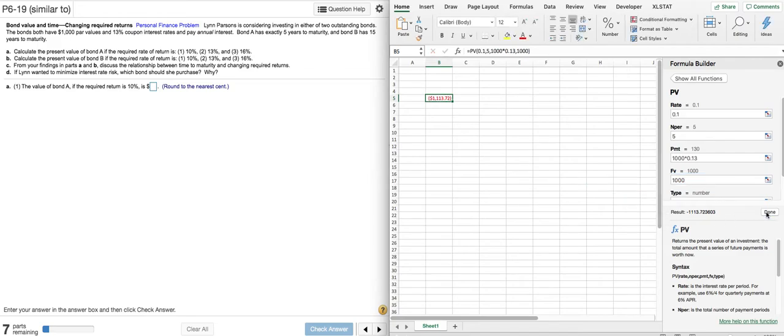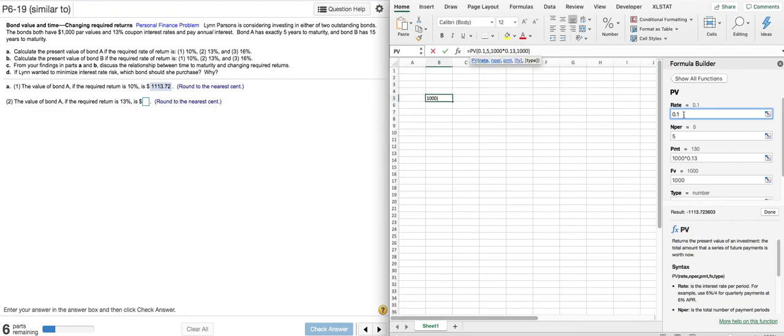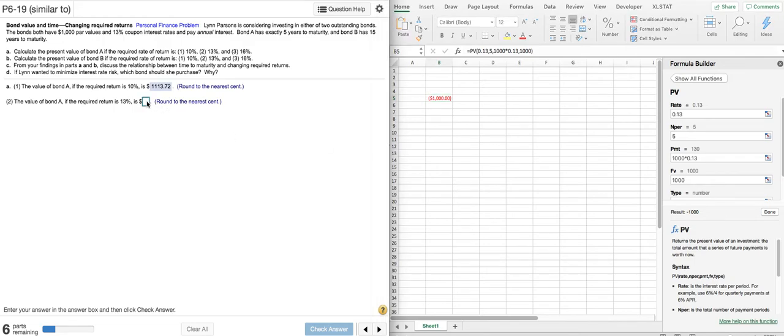So with that, in this first option, utilizing a 10% required rate, the value of the bond would be $1,113.72. So she'd be paying a premium over par to purchase the bond. And for the next couple, we can simply change the required rate. If we were to base the potential purchase on a 13% required rate of return, then, as we would expect, 13% required rate versus 13% coupon rate, it's always going to give us a value of par.